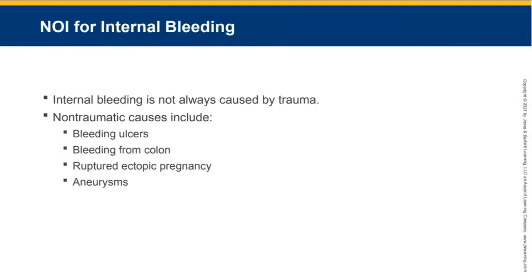Now, NOI for internal bleeding, medical conditions that are linked to internal bleeding. Internal bleeding is not always caused by trauma. It can have non-traumatic causes, which include bleeding ulcers, bleeding from a colon, ruptured ectopic pregnancy, and aneurysm.